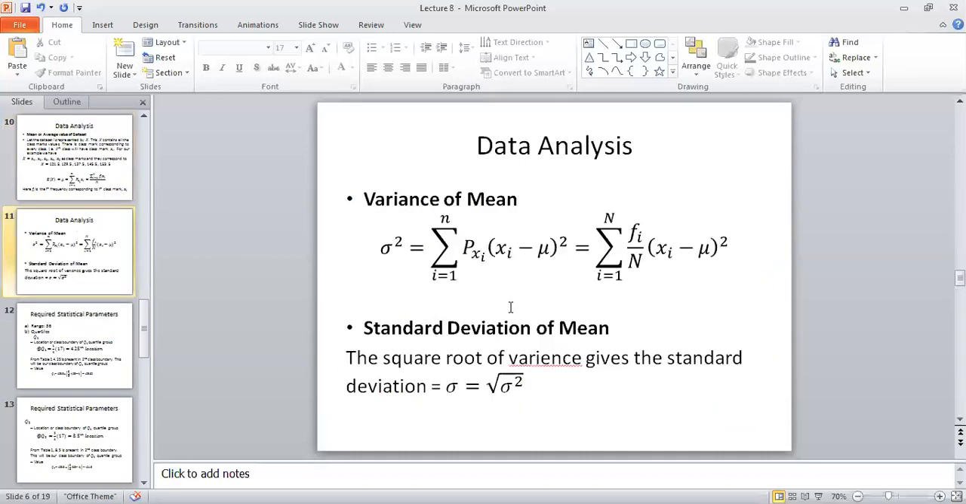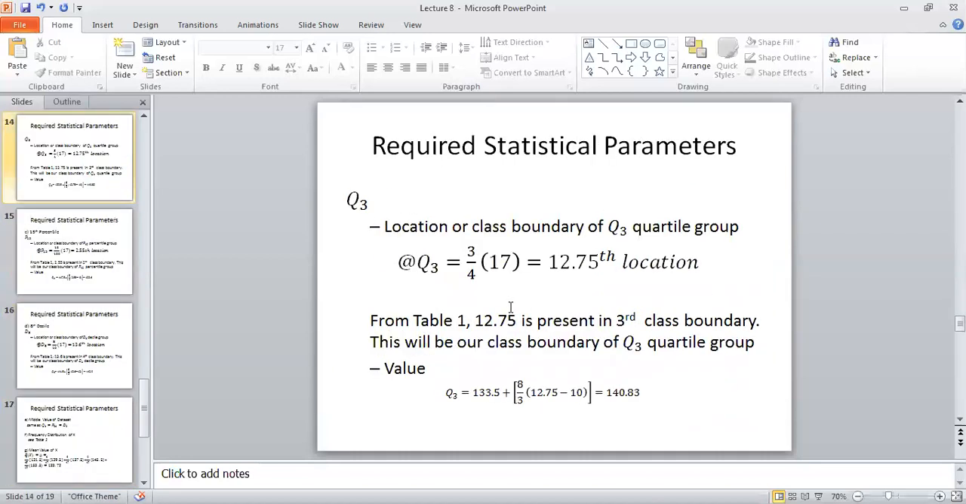So let's do these calculations, and I've done these calculations for you. We get 133.5 as the lower value of the quartile group, plus 8 upon 3, where 8 is the class height and 3 is the frequency of this class interval or quartile group. 12.75 is the same factor which we obtained from 3 upon 4 into 17, and then minus 10, where 10 was the cumulative frequency preceding this quartile group. Once we do these calculations, we get a value of 140.83. So this is our quartile 3 value.